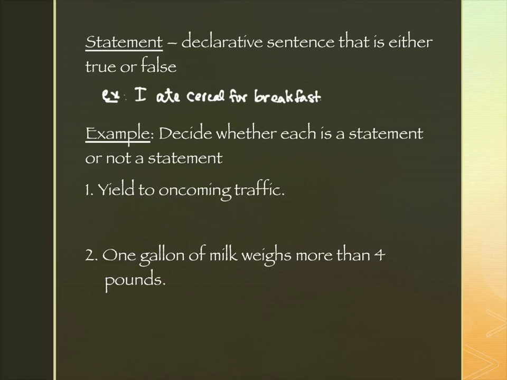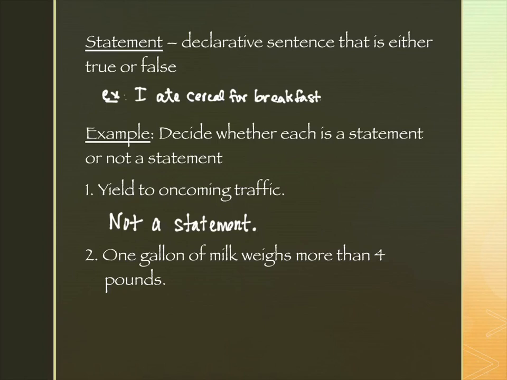So we're going to decide, yield to oncoming traffic. Is that a statement? No. It's a command. That is what we actually call it. It's a command. So this one's not a statement. Why does it fail to be a statement? Because we can't say it's true or false. It doesn't make sense, right? So this one's not a statement because it fails that true-false argument.